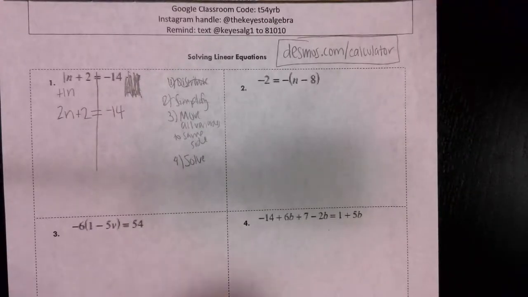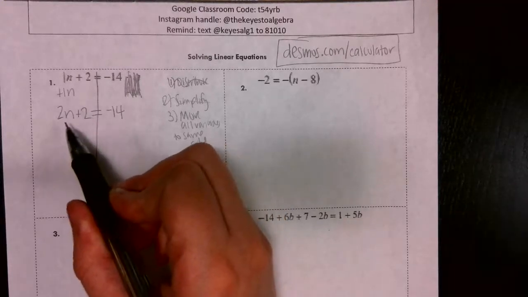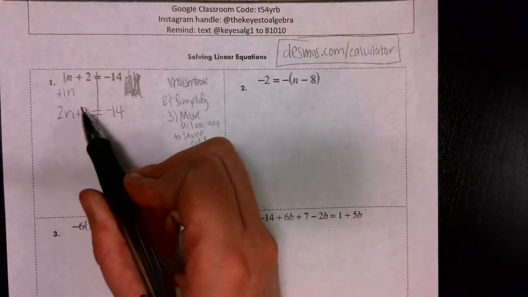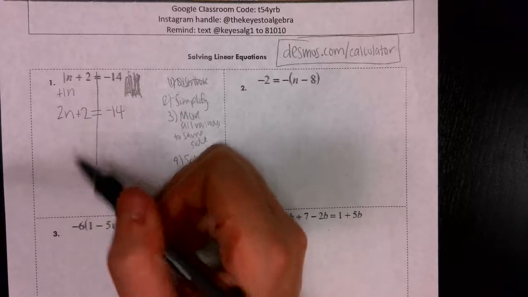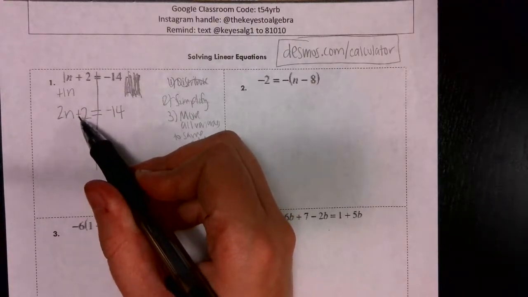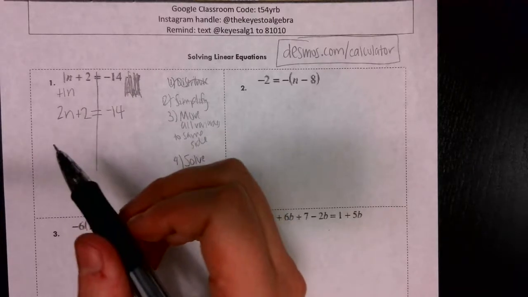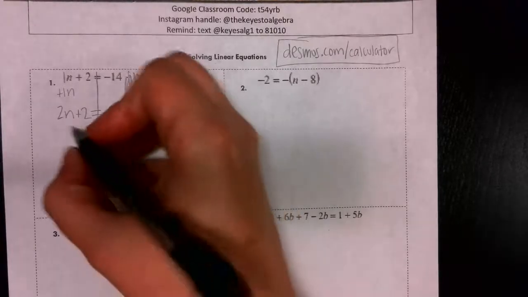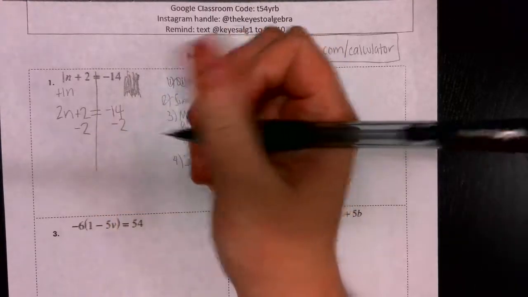So I have 2n plus 2 equals negative 14. I know I need to get this n by itself. I'm going to start with this plus 2 over here because I always start with the part that's a little bit farther away from my variable. The other way to think about that is I always start with adding and subtracting before multiplying. So I'm going to get rid of this plus 2 by doing the opposite. What's the opposite of adding? Subtracting. So I'm going to do minus 2 on this side, minus 2 on this side.